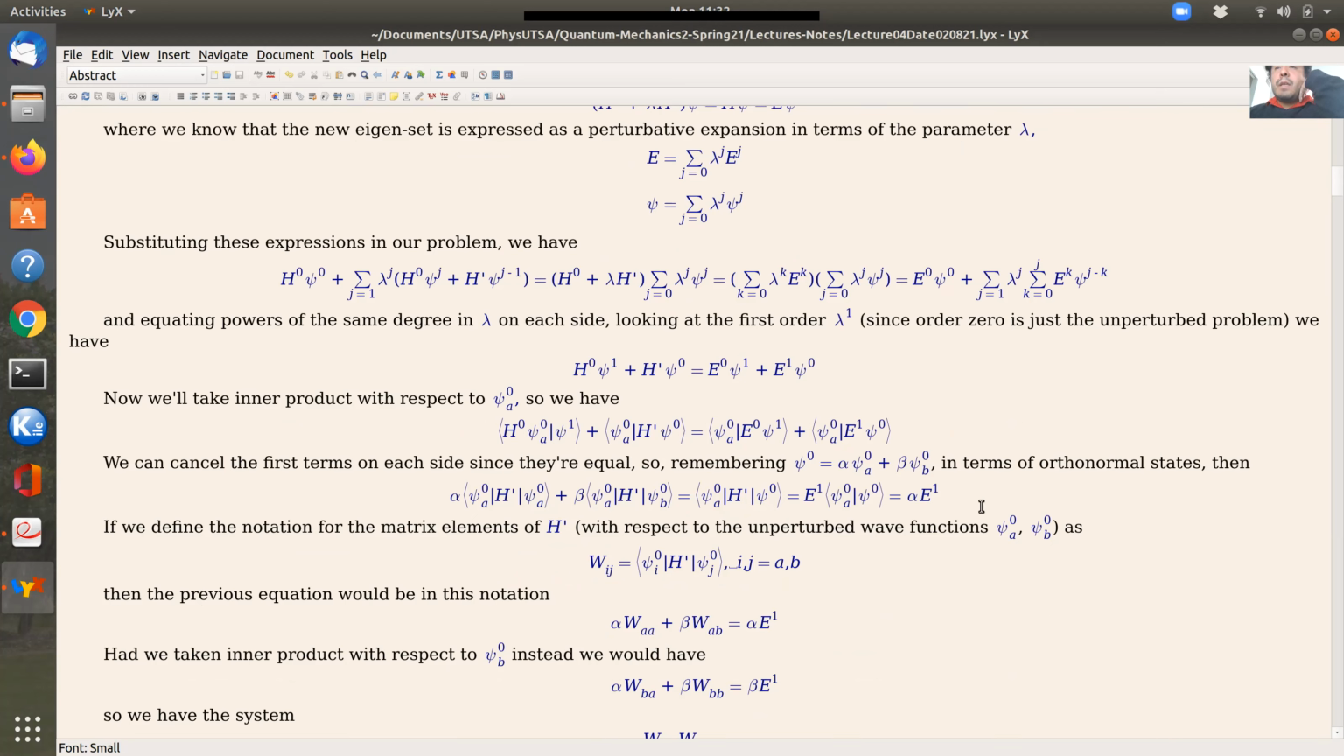Then basically you have to use these coefficients back into the expression for the good states over here. But you have the condition that the norm of psi 0 should be 1. So from that, you will determine what the values of alpha and beta are, and you're done. So for a 2 by 2 matrix, the problem is not too complicated.